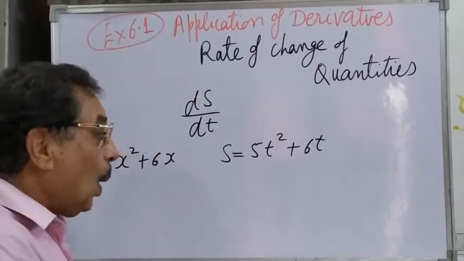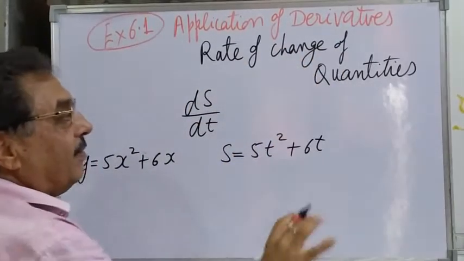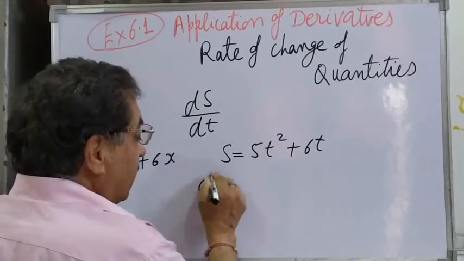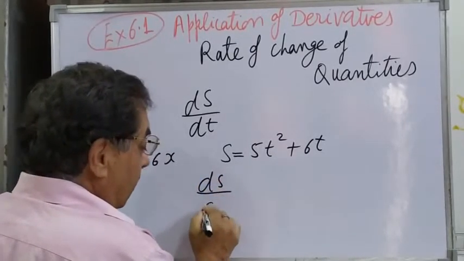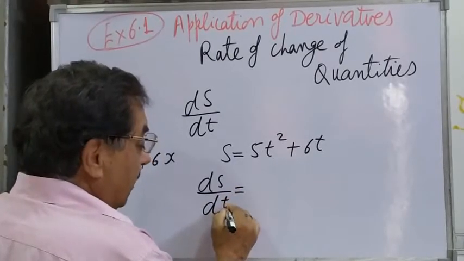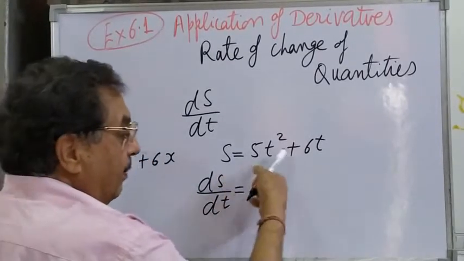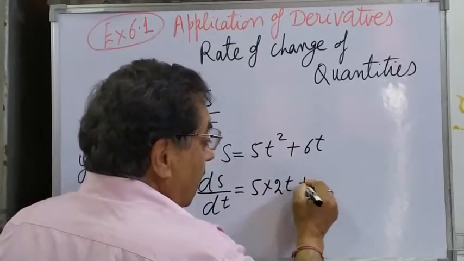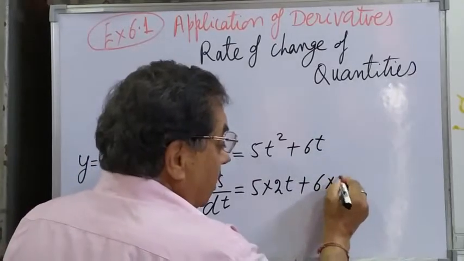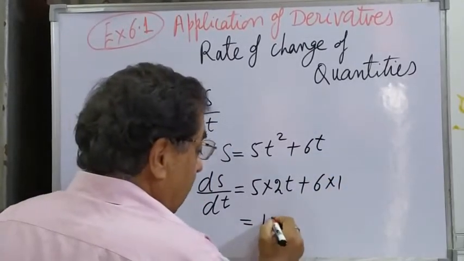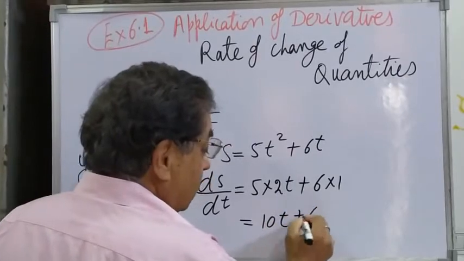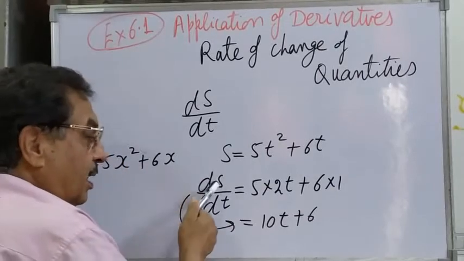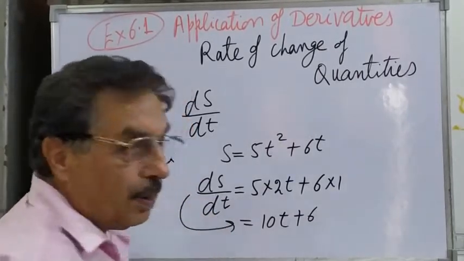Now we are supposed to find here the rate of change of quantity. How does this s change with respect to time? So we differentiate the distance with respect to time, ds by dt of 5t square plus 6t. What is the derivative of t square? That is 2t, and of t is 1. So the answer would be 10t plus 6. This is what is called the rate of change of distance with respect to time.